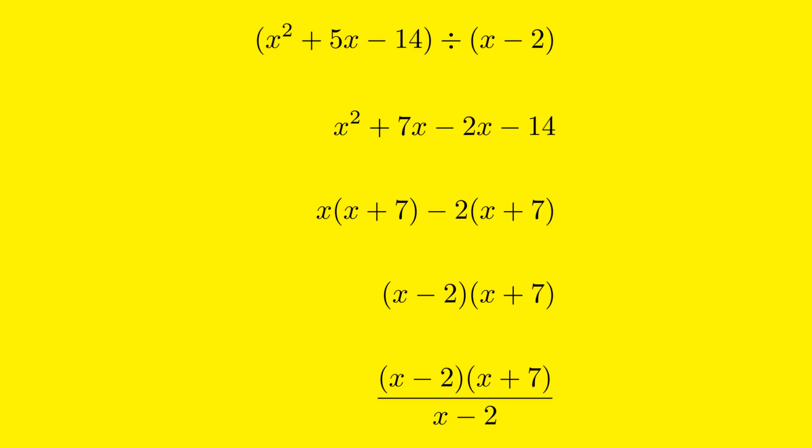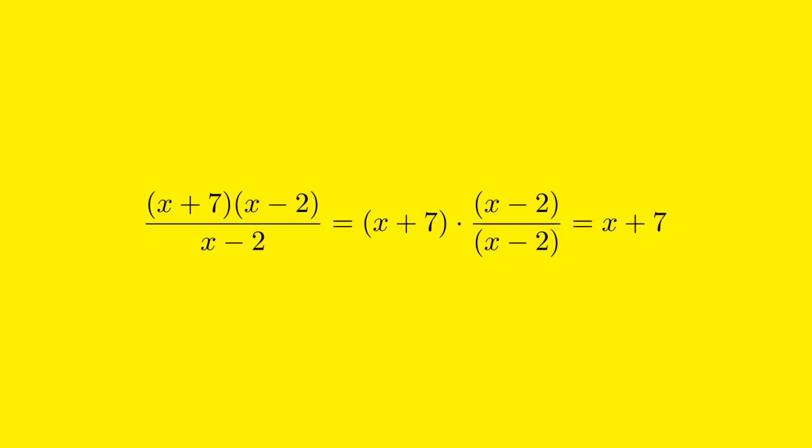Now, we can see that both terms have a common factor of x plus 7. We factor out x plus 7 from both terms, leaving us with (x plus 7) times (x minus 2). So, we have factored the numerator x squared plus 5x minus 14 as (x plus 7) times (x minus 2). Our rational expression now looks like (x plus 7)(x minus 2) divided by (x minus 2). This concludes step 1, where we factored the numerator. Next, we will proceed to simplification, but that will be covered in the following steps.